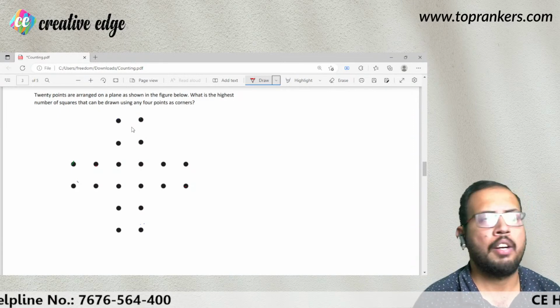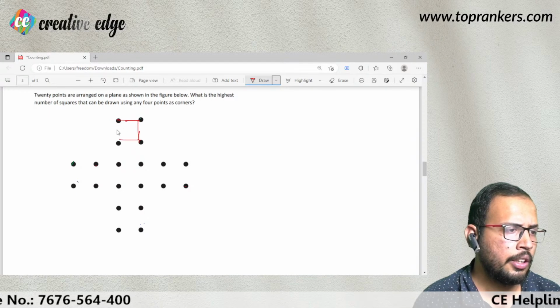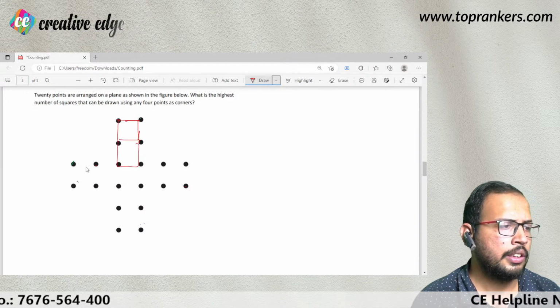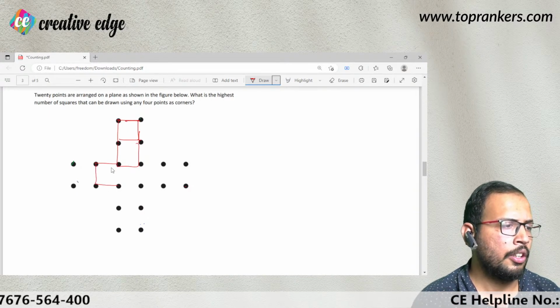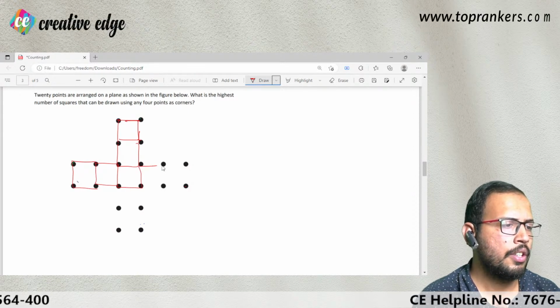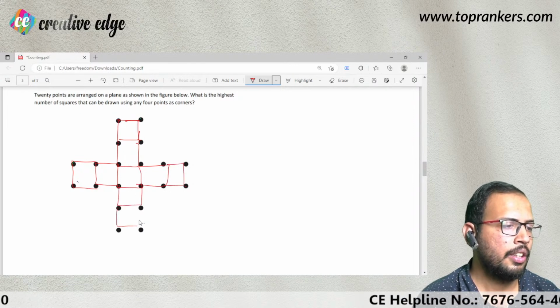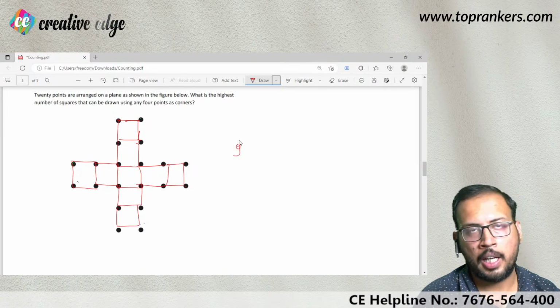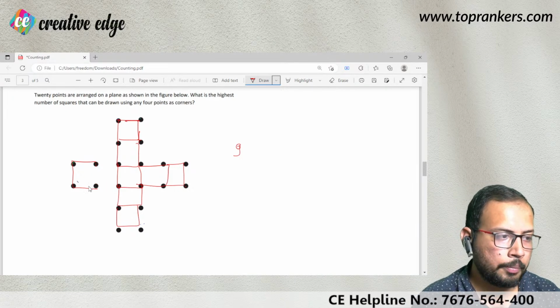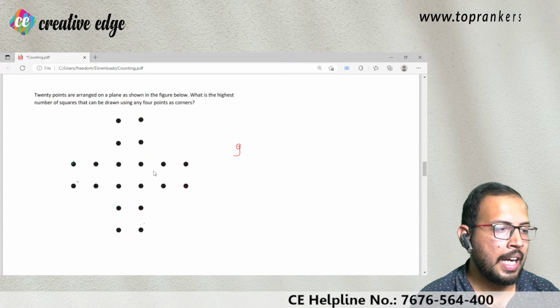First of all, obviously, where will you start? You are going to start with the very small squares. That is going to be the first one. This is going to be the first, second, third, fourth, fifth, sixth, seventh, eighth, ninth. These are the 9 squares I have as of now. Now, after 9, how many such squares am I going to have?